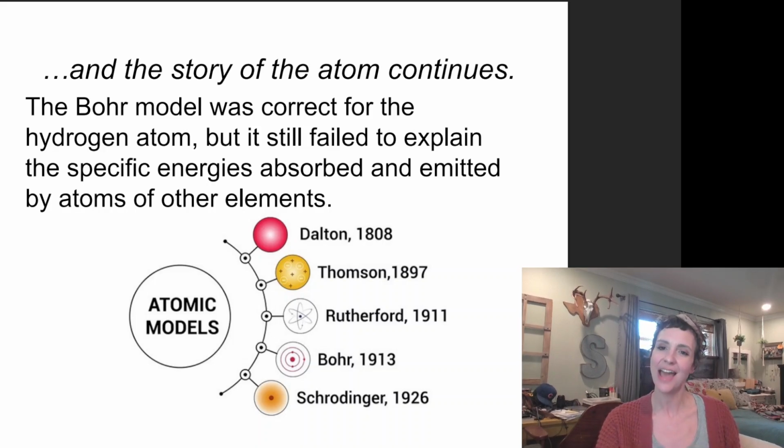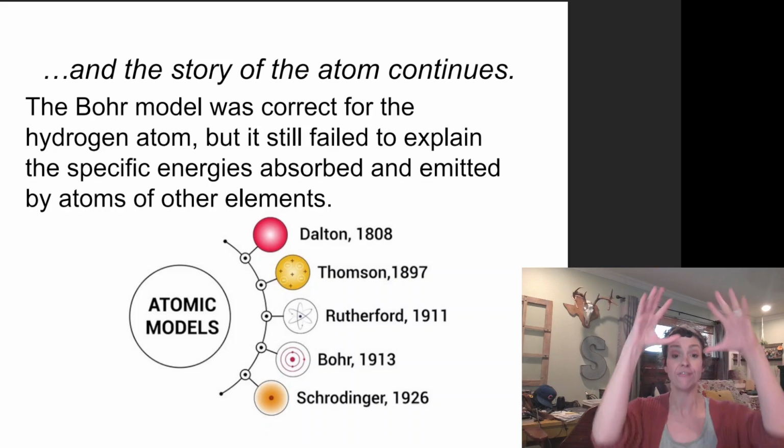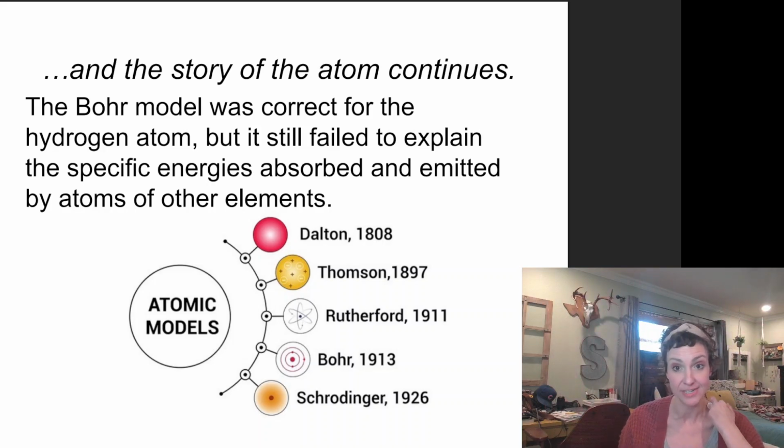So the story of the atom continues. The Bohr model was correct, kind of, for the hydrogen atom. Keep in mind, the hydrogen atom only had one electron. Watching one electron move up and down throughout the energy levels is kind of easy for us to track and observe. But when I get into other elements besides hydrogen, I'm getting into more electrons and electrons found in higher energy levels. As a result, the Bohr model failed to explain specific energies absorbed and emitted by atoms of these other elements.